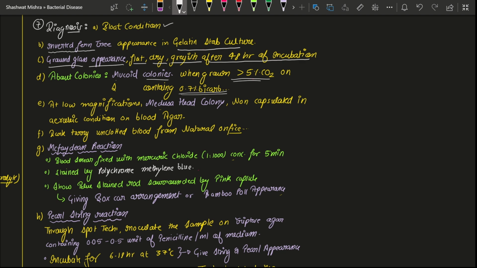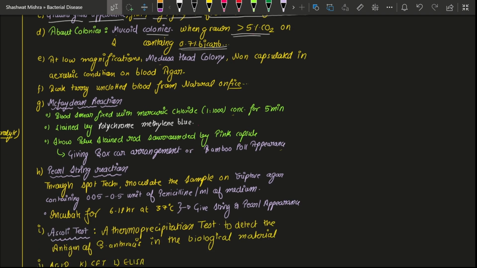Now at lower magnification, what we can see is medusa head colonies, which are non-capsulated in aerobic condition, in the blood agar. In the blood agar at lower magnification, there is formation of medusa head colonies. All the things that I had written with a separate pen, those points are important. Please note them down. Now, there is dark tarry unclotted blood from the natural orifices, as we had discussed.